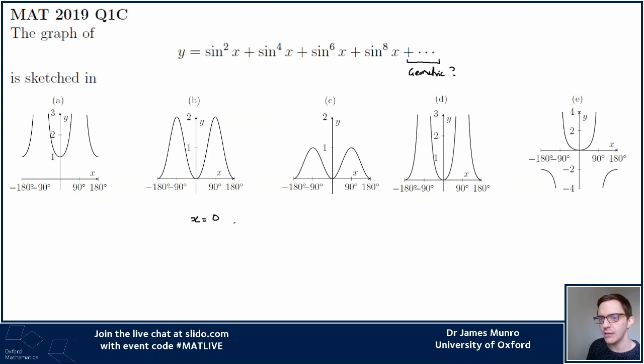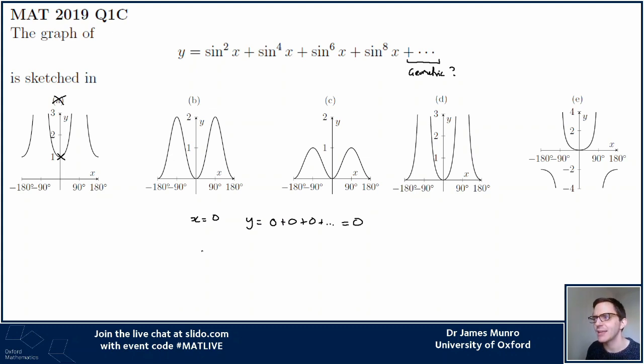So let's find the y-intercept by plugging in x equals 0. Well, when x is 0, sine x is 0. So sine squared and sine to the 4 and sine to the 6, those are all 0. So y is 0 plus 0 plus 0, 0, 0. Whatever your geometric series calculation says, this sum is probably 0, isn't it? Okay, so not A. This is not through 1. All the others do go through 0. Okay, so I've ruled out one of the pictures.